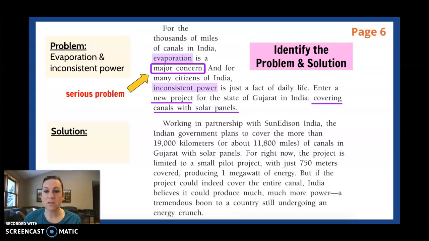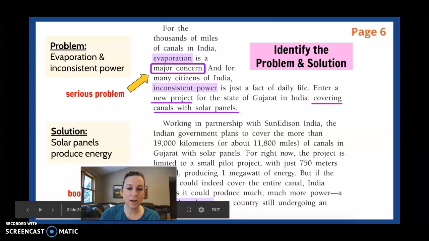Now let's talk about the solution. I underlined new project and covering canals with solar panels. Kind of sounding like a solution, doesn't it? Solar panels produce energy. I'm not sure if you maybe have figured that out by now, but that can solve their inconsistent power, and that can also help solve that evaporation piece.